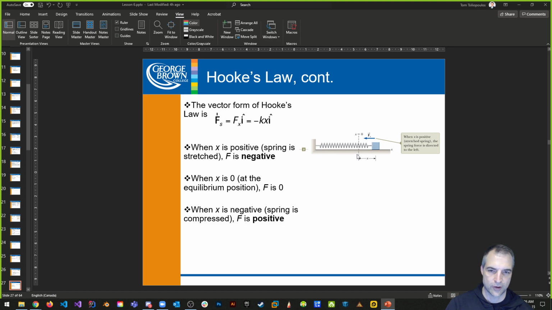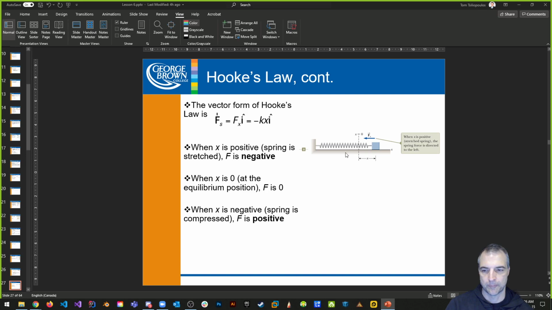So if I've gone in the positive direction from the equilibrium point, that means I displaced to the right, then my spring force is in the negative direction. When x is 0 at the equilibrium position, then so too is force. And if x is 0 and I haven't moved, even if I've applied force, it could be because of the mass of the object or maybe the stiffness of the spring, my work is 0.